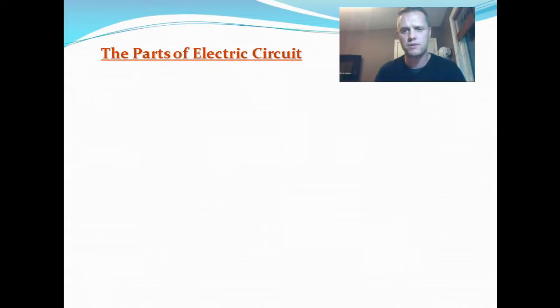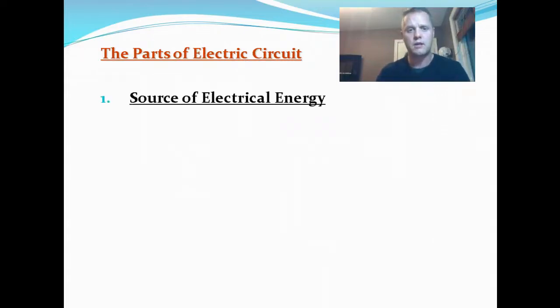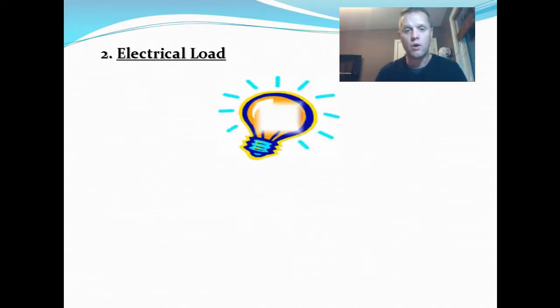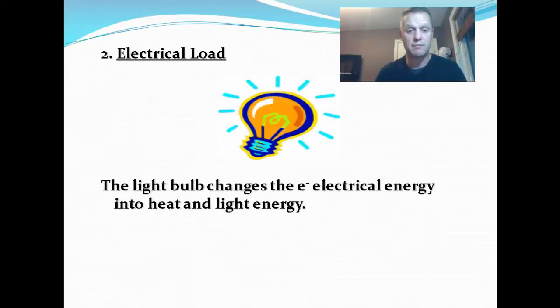So let's talk about the parts of an electric circuit quickly here. We have our source, which is a battery, okay? And the battery gives the electrons their energy. We have an electric load, which could be like a light bulb, and it changes the electrical energy into heat or light.